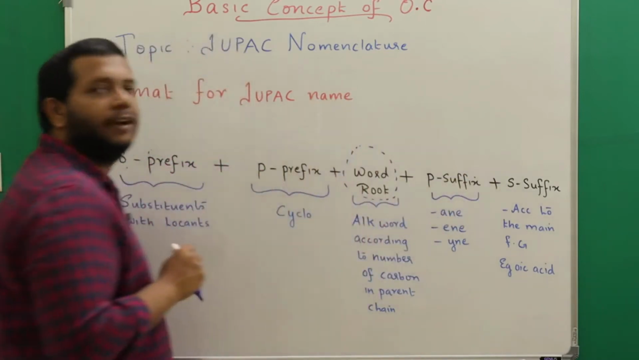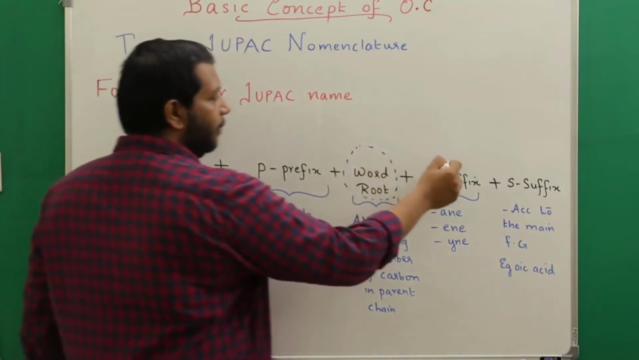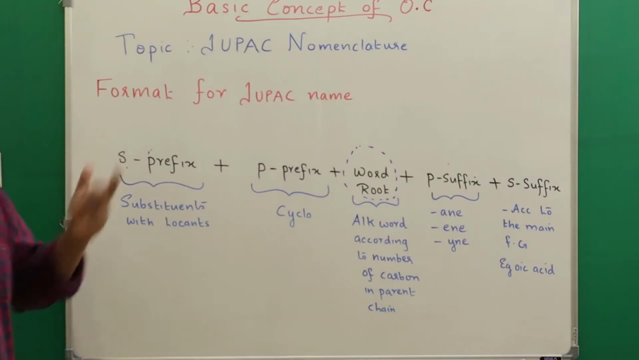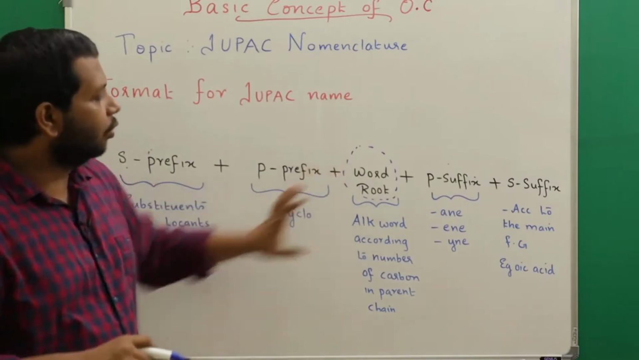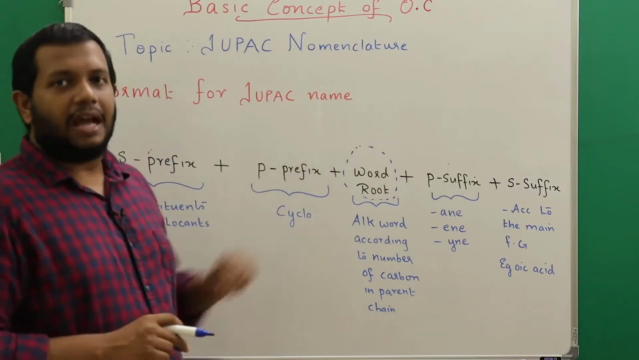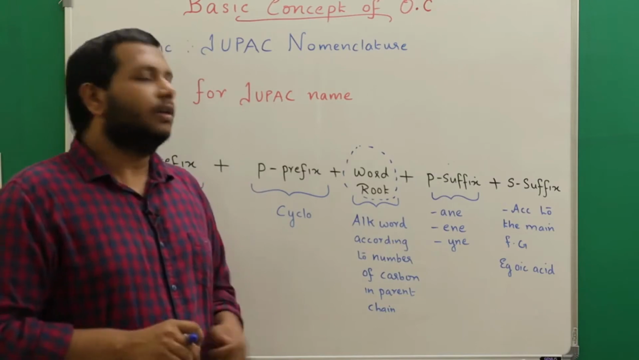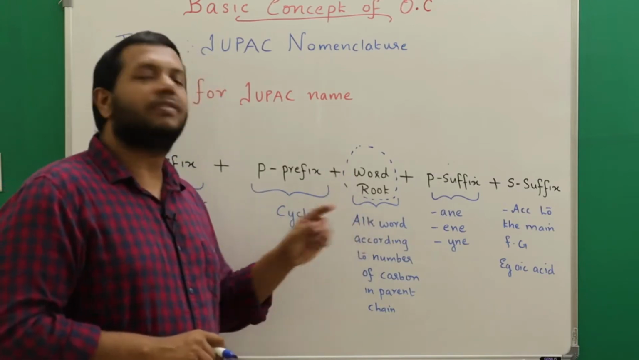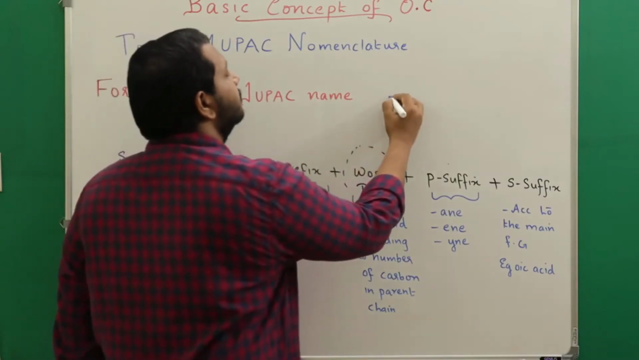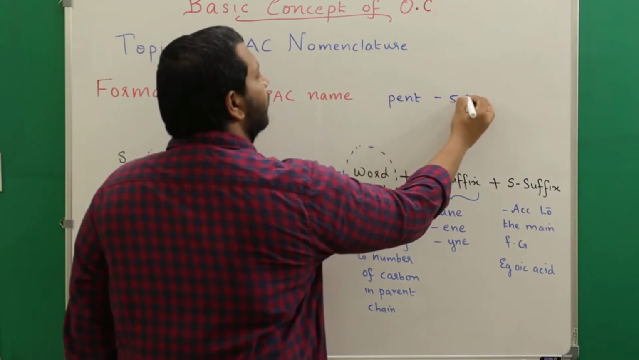That is also classified into two, that is primary suffix and secondary suffix. So first comes the primary suffix, then comes the secondary suffix. So let's see what these mean actually. What is word root? Very simple. Whenever you select the parent carbon chain, suppose there is 5 carbon. For 5 carbon we put a name, we use the term pent.